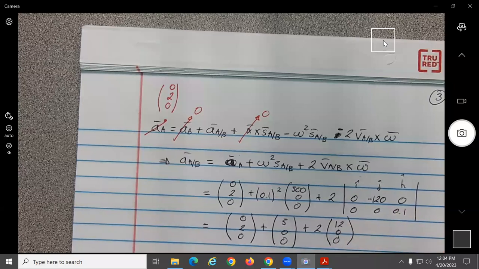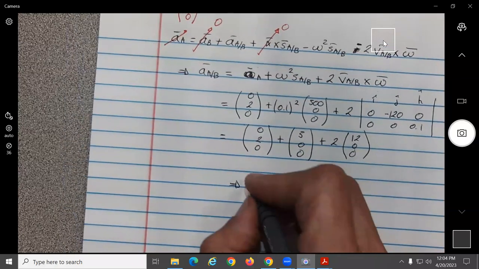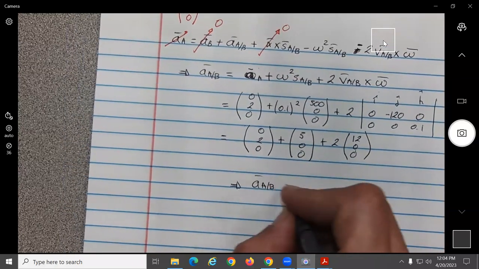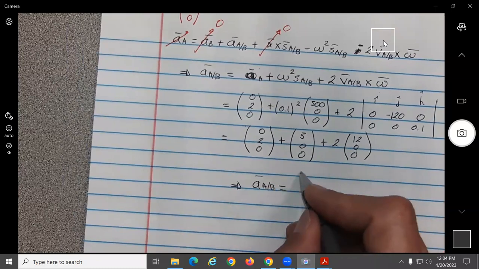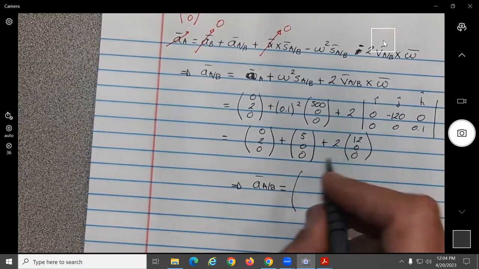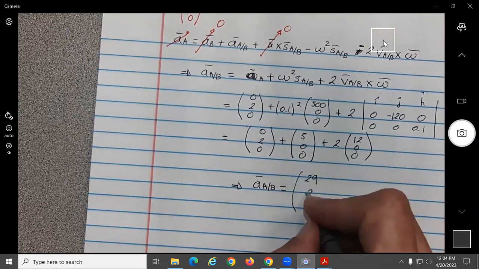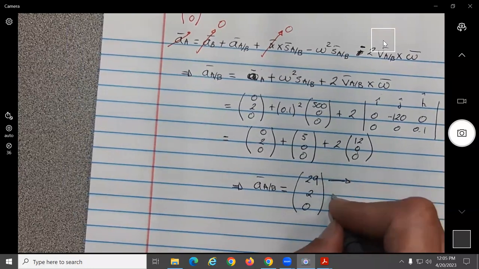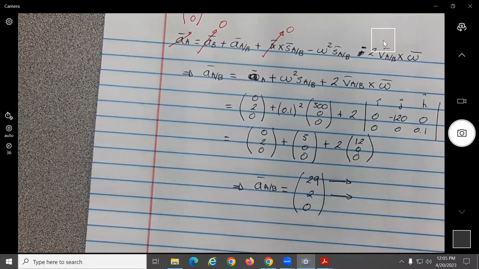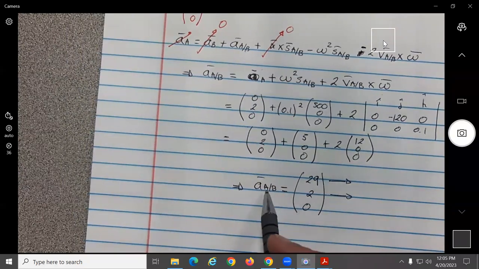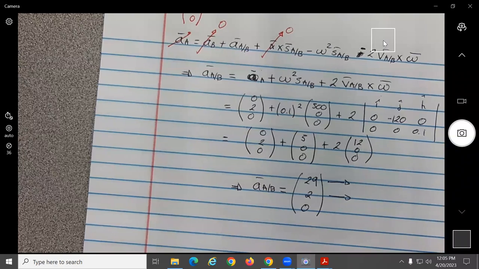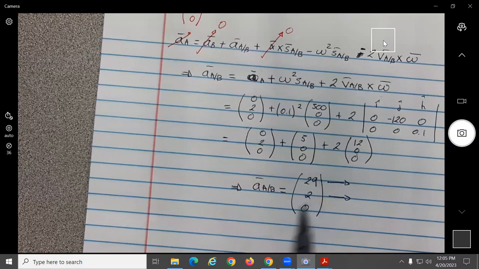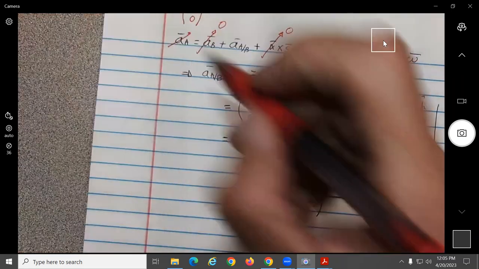So finally, we're going to get here that the acceleration of A with respect to B will be equal to what? 29, 2, 0. But for what you say before, this term will represent what type of acceleration? Remember you say you want me to break this into the... Oh, I asked if you want to break. But you see, this is already broken up, no? It gives you both of them. Yeah, all right, let's do it this way. Should be fine.